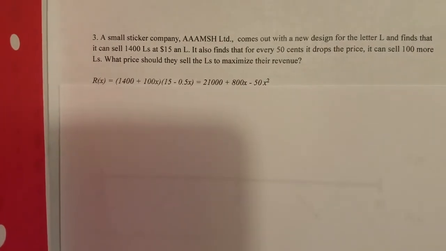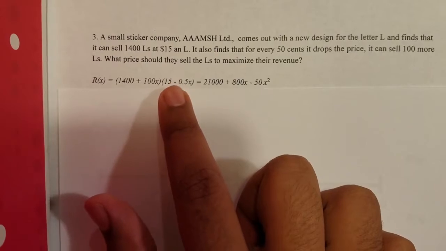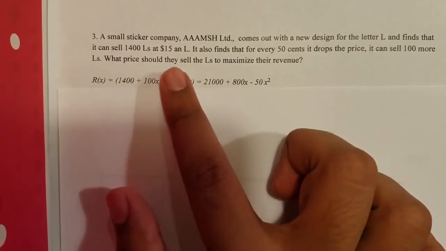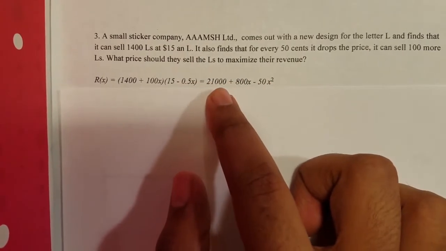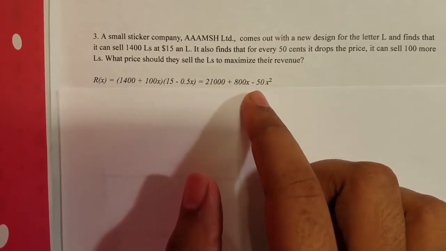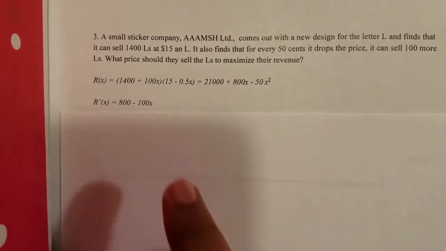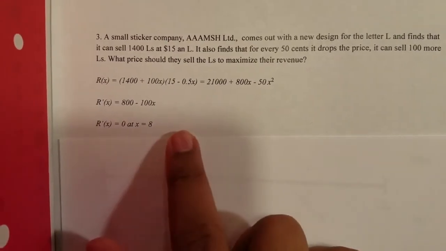Okay, so to first begin this problem, we first have the equation of 1,400, the initial amount of L's, plus 100x, which is the amount of L's they sell with a price drop, times 15, the initial price, minus 0.5x, which is the 50-cent decrease, which simplifies down to 21,000 plus 800x minus 50x squared. After that, we take the derivative of this function, and we get 800 minus 100x, and then we set that derivative equal to 0 to solve for the critical points, which we get a critical point at x equals 8.